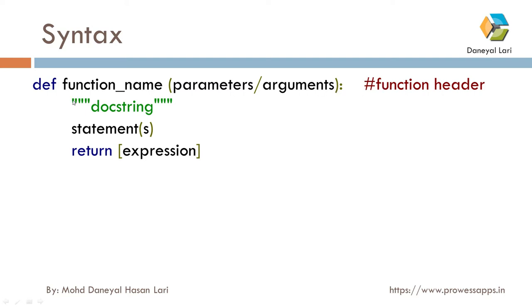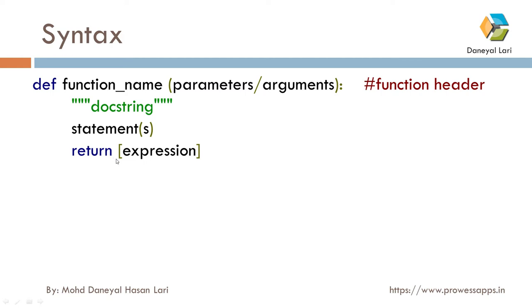After that, we follow the indentation, and then we can write a docstring. A docstring is written in triple double quotes. What is the use of a docstring? I will tell you later. After that, you write the statements, meaning the functionality that you want to perform through the function. And after that, you write a return statement. The return statement is also optional. It is used to return a value from the function.